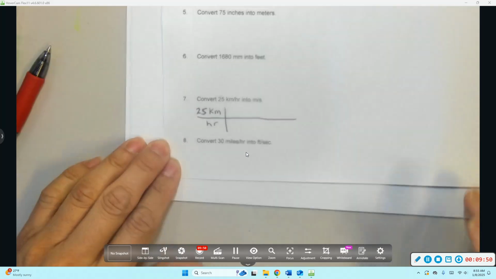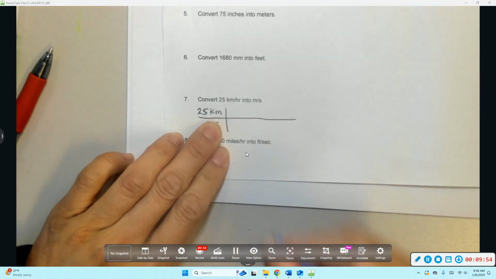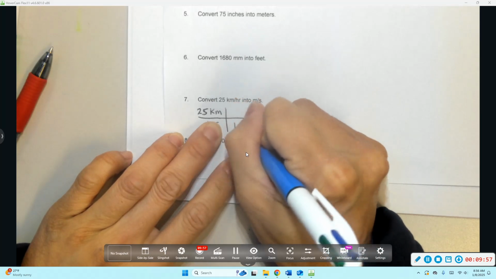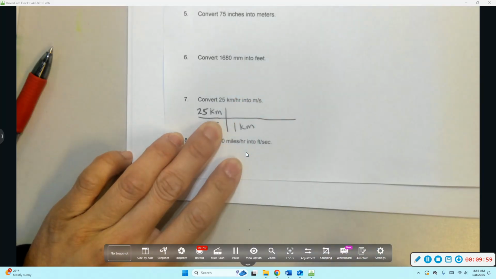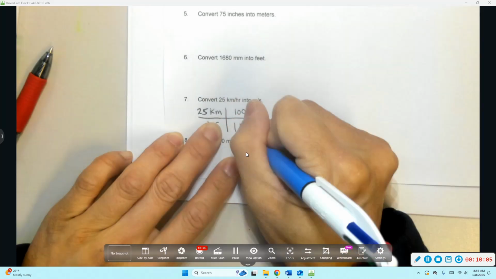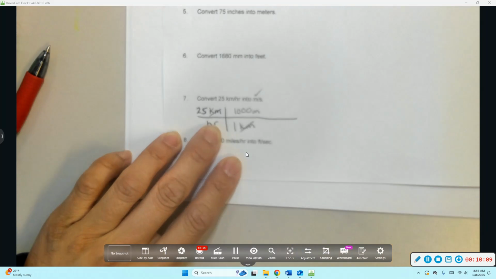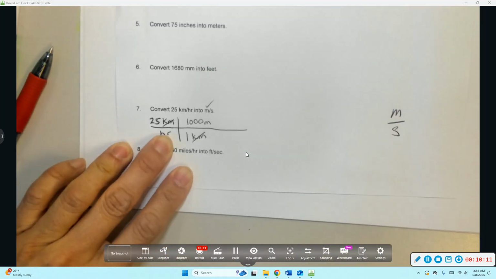Okay. So first I need to change kilometers to meters. Oops. It's not focused. Come on. There you go. Km to meter first. Change one unit at a time. Change km to meters. So 1 km, 1 kilometer, if you look on top, kilo is 1,000, so it's equal to 1,000 meters. So the km cancels out, and I have meters on top. Good. My goal is to get meters over seconds.